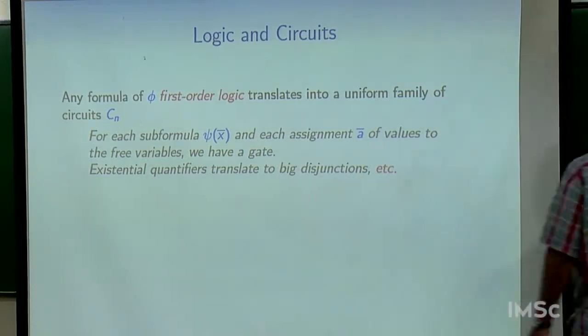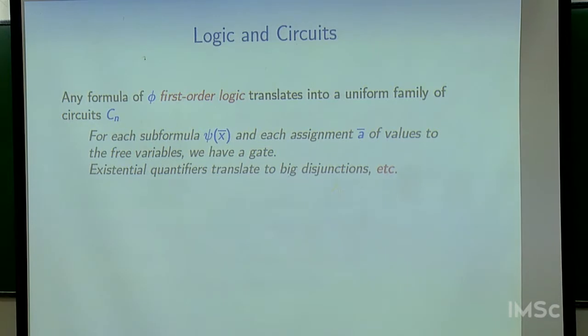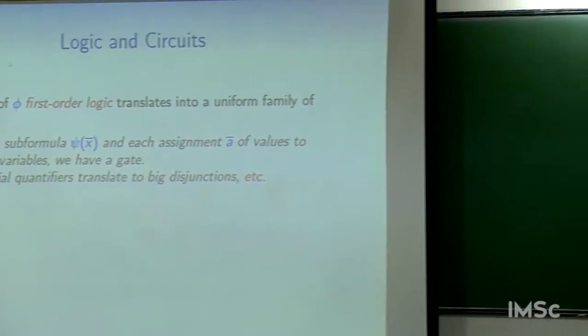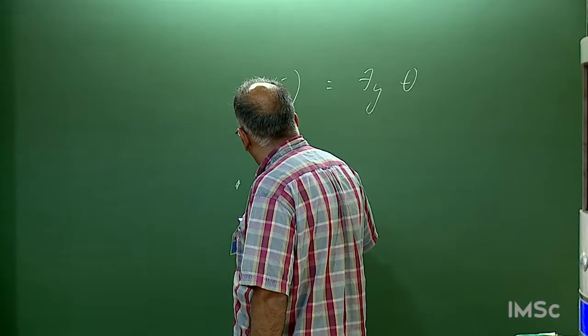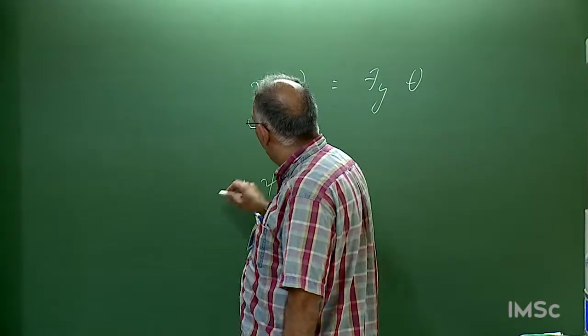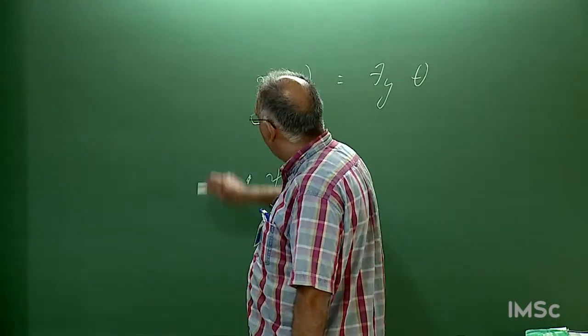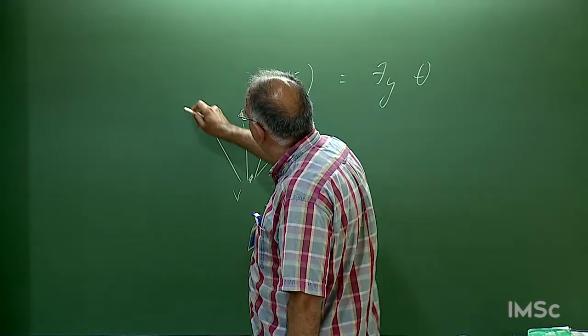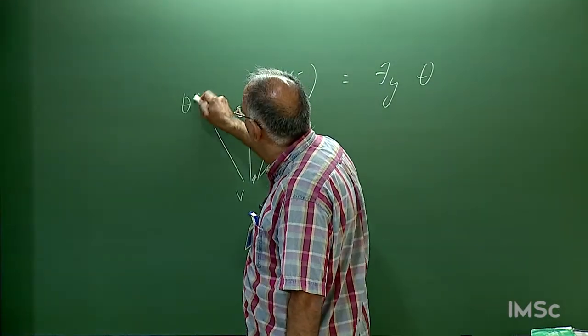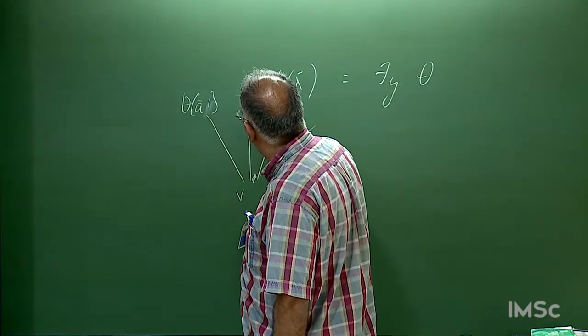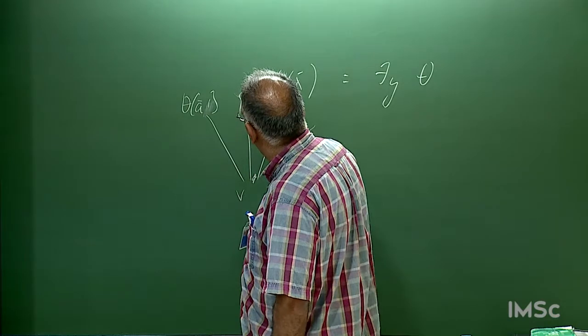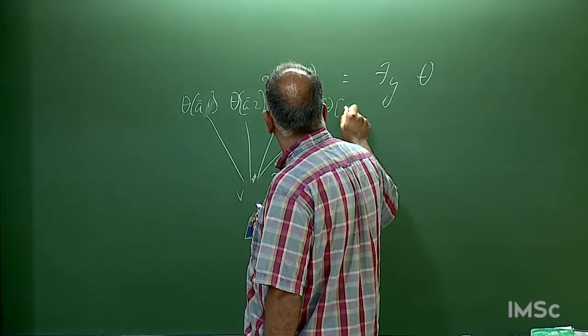Now, if your formula psi x bar is of the form, let's say there exists y theta, then the gate which is labeled by psi, let's say a bar, I'll put square brackets around this, will be a large disjunction over all the gates, theta a bar 1, theta a bar 2, etc., up to theta a bar n. Okay?